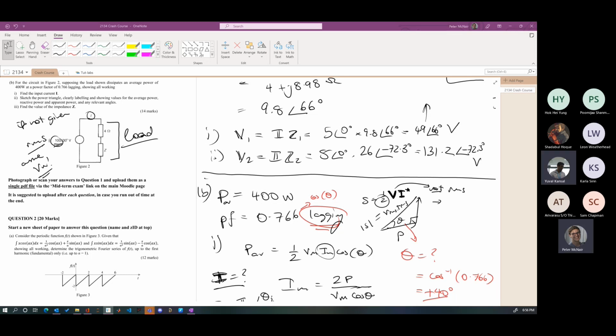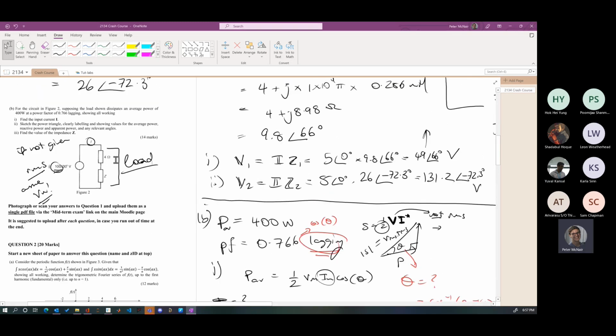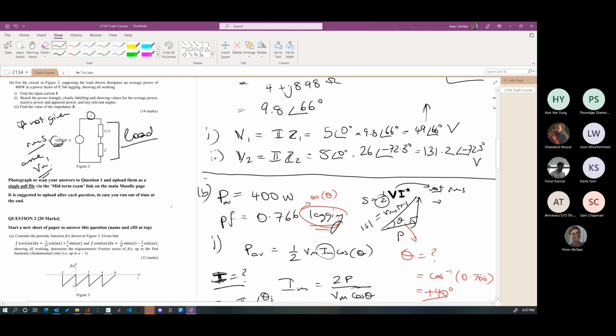So try taking a step back and saying, okay, they want me to find the input current I. I assume that's the current through here, and the load is going to be this. It's a bit how you interpret it, but I think it's reasonable to call this the load as opposed to just Z, because 4 ohms is a load. But you're right, it's not particularly clear. Right, okay. Thanks.